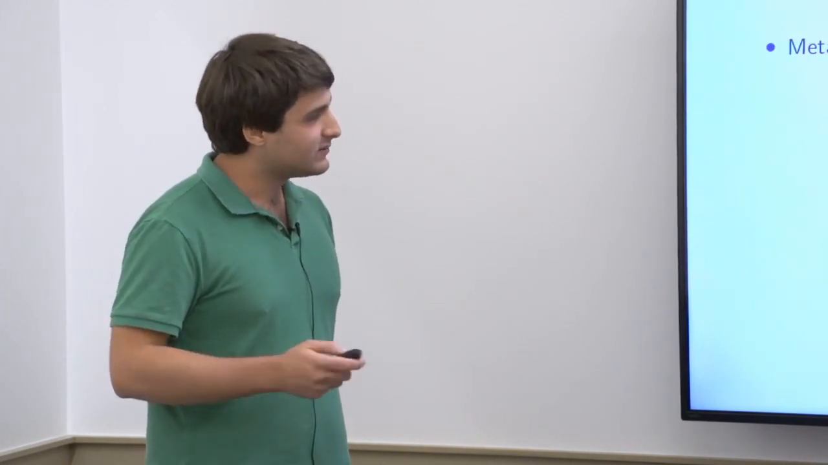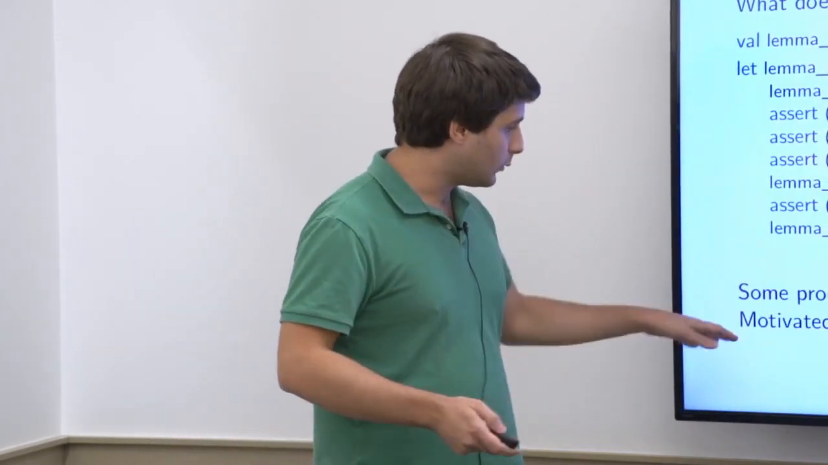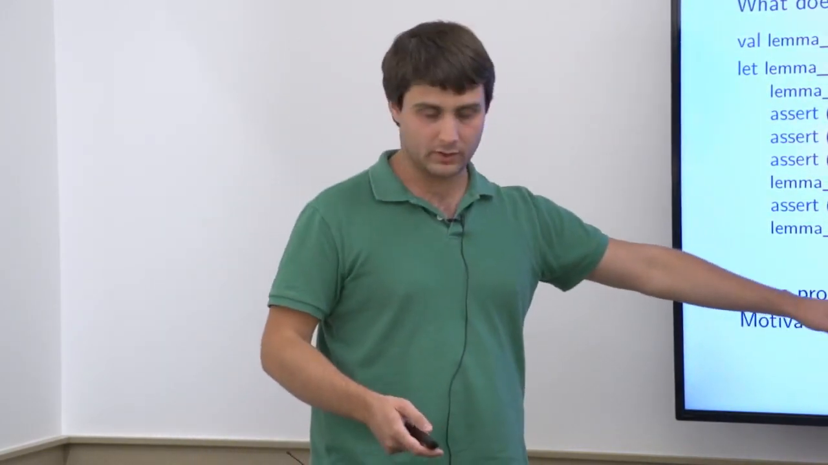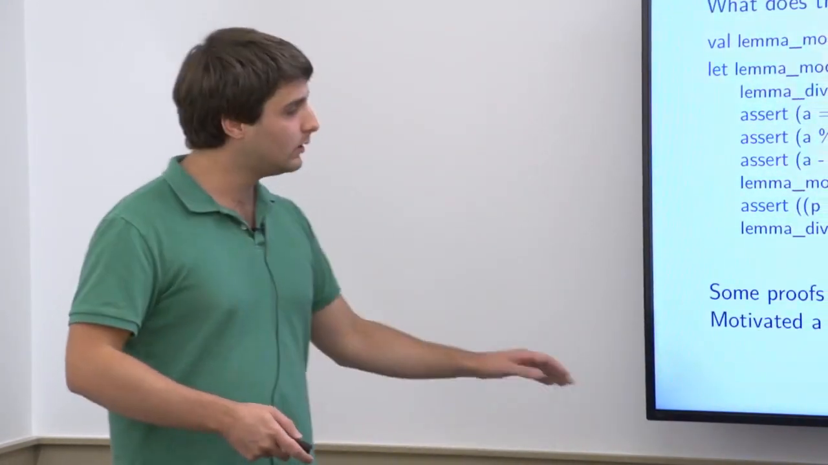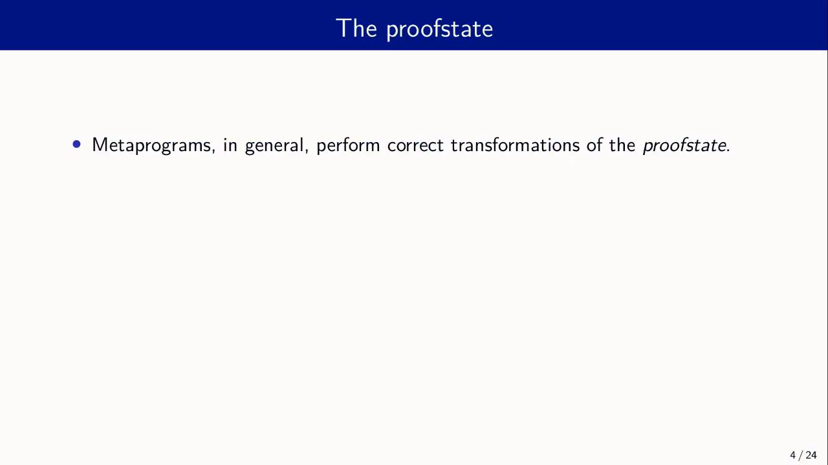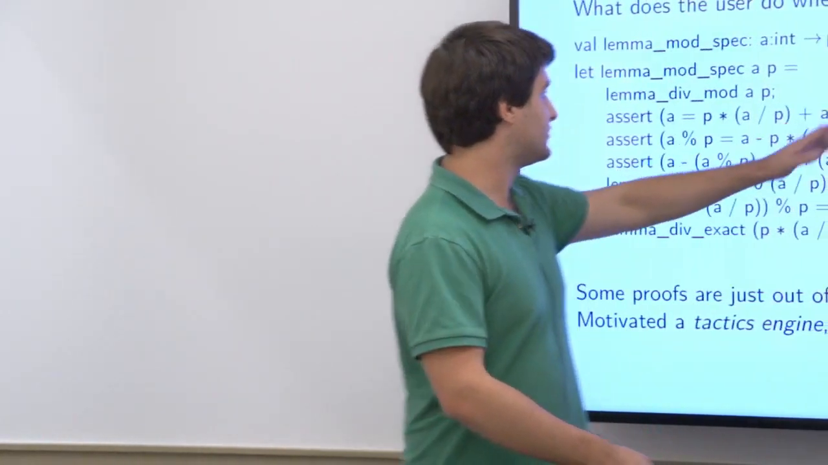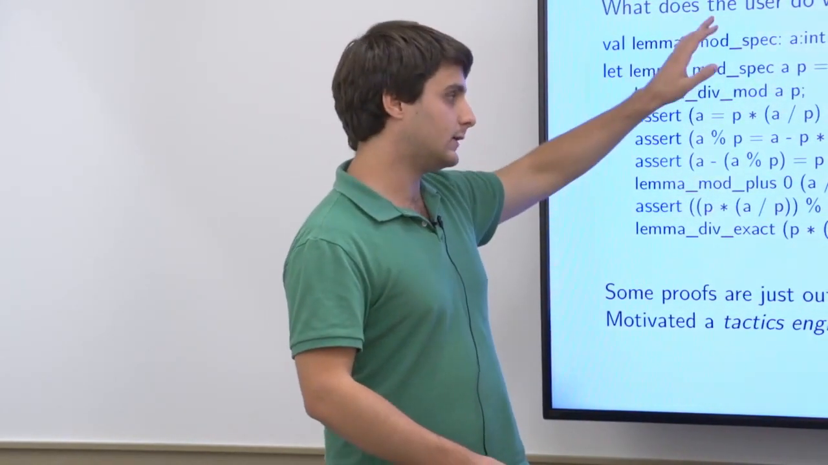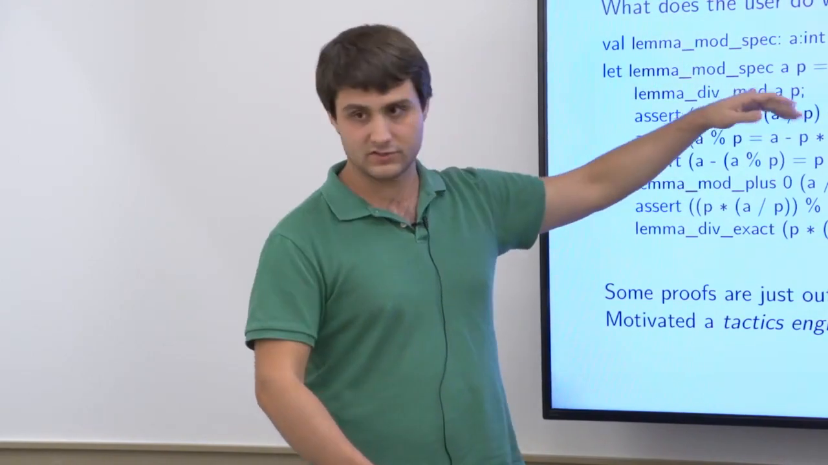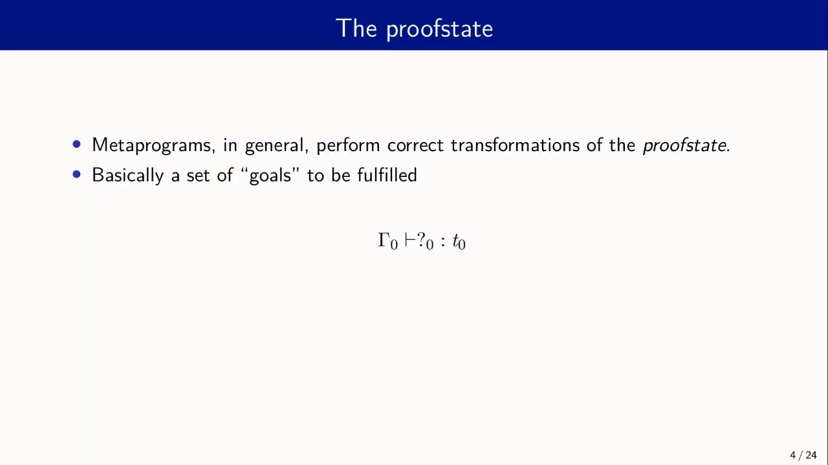So this is maybe a digression, a bit badly placed, but what we want is a way to have tactics or metaprograms. I'm mostly going to use them as synonyms for now. To modify the proof state. And what I'm calling the proof state is the set of things you need to prove at a given point in time. So in this lemma, for instance, we start with a single goal: in some context of typing and assumptions, prove this thing. And metaprograms in general are things that perform correct transformations of the proof state. We'll take one proof state and give you another one whose validity implies the previous one.